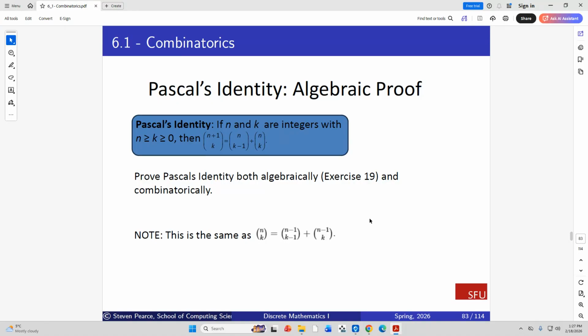I'm not sure what exercise 19 means. Maybe this is Rosen. I forgot to check.